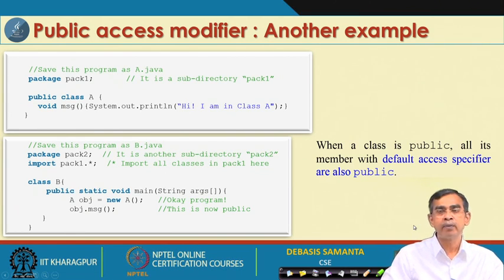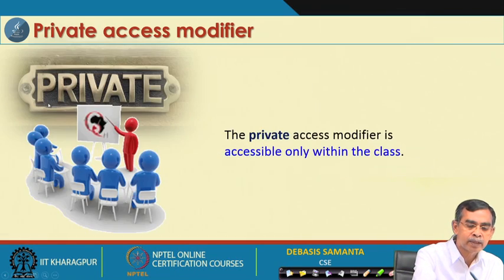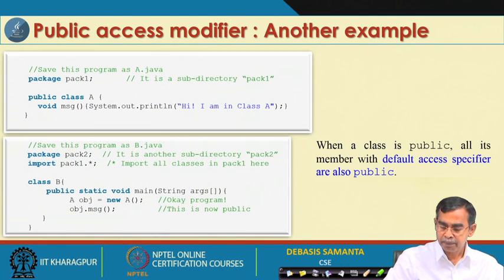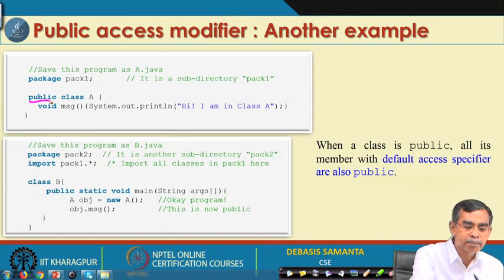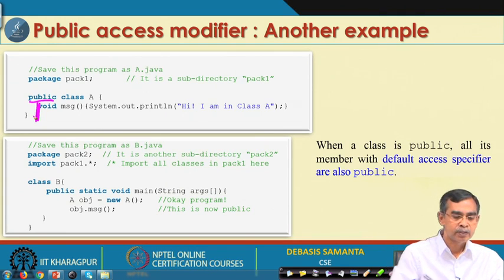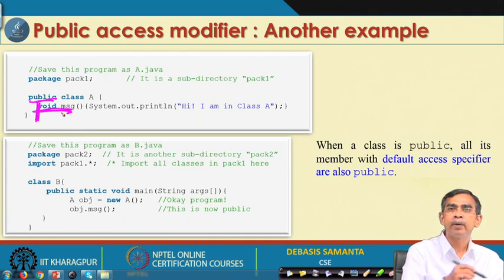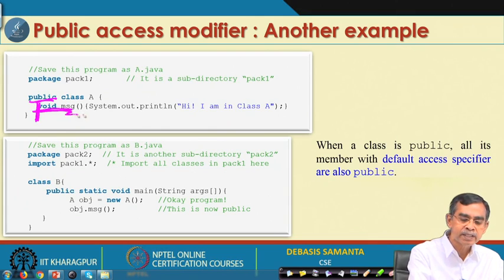Now, one more thing that I want to mention here is that if you declare a class as public, for example, here we declare a class as public, and if you have other members under this class without any access specification, that means they have the default access specifier, this means that they are also public. So, here for example, the class is declared as public and this method has the default access specifier, this means that this method is also public.